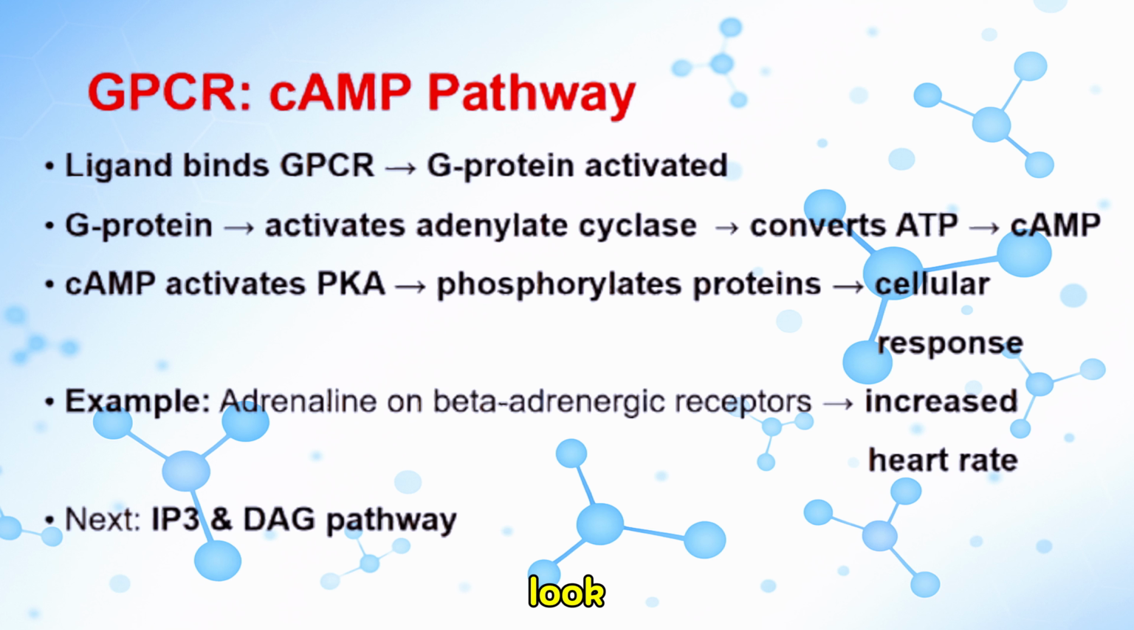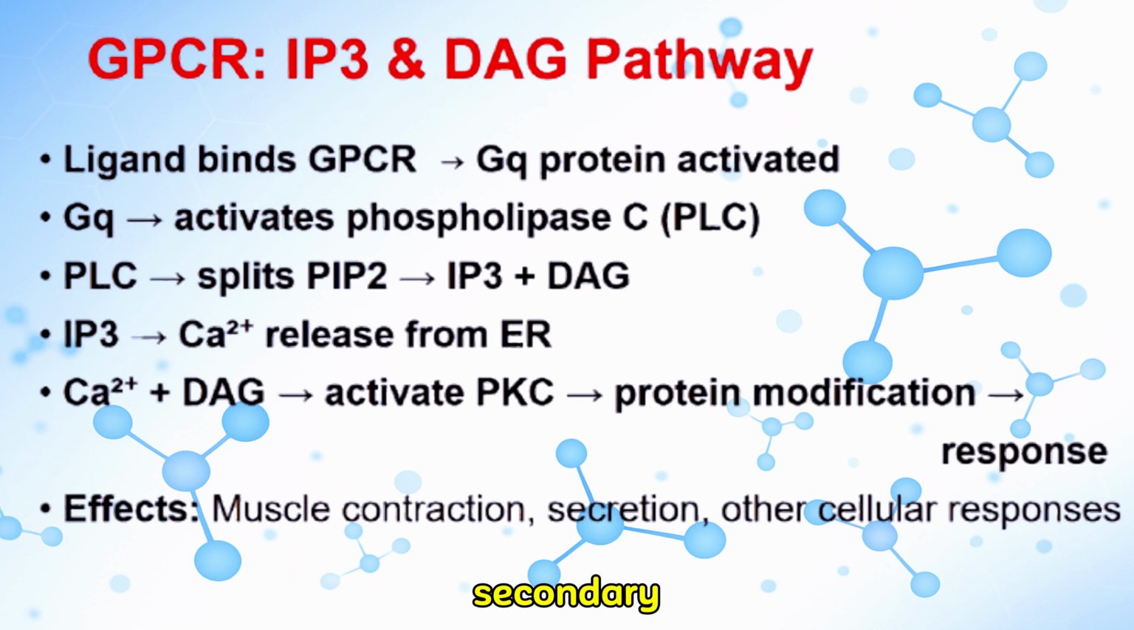Next, let's look at another important GPCR signaling pathway, the IP3 and DAG pathway. GPCR secondary messenger systems. The IP3 and DAG pathway. Another important signaling pathway involves a G protein called Gq. When Gq is activated, it turns on an enzyme called phospholipase C, or PLC. This enzyme breaks down a membrane lipid called PIP2, short for phosphatidylinositol 4,5-bisphosphate. PIP2 is split into two messenger molecules, IP3 and DAG.